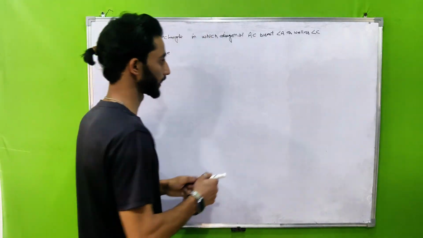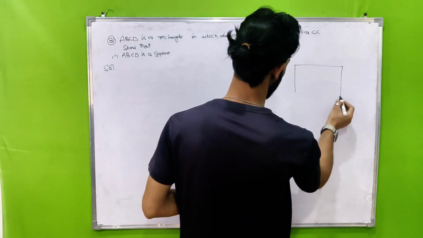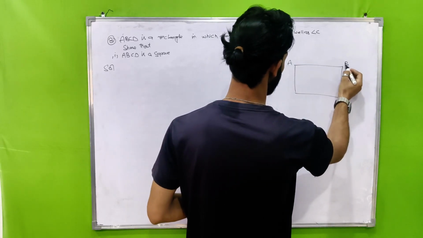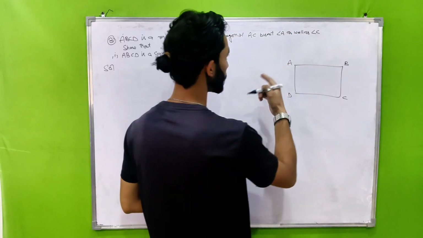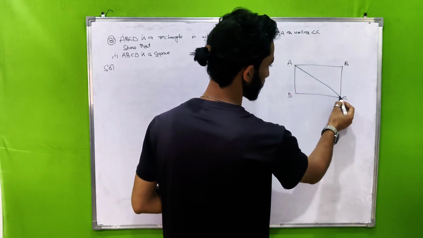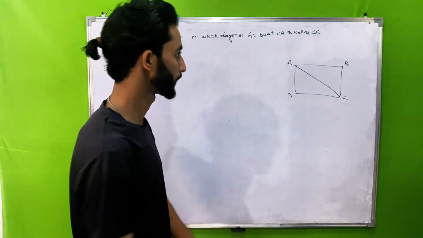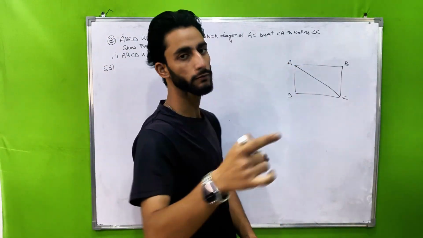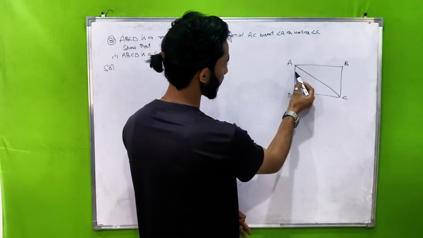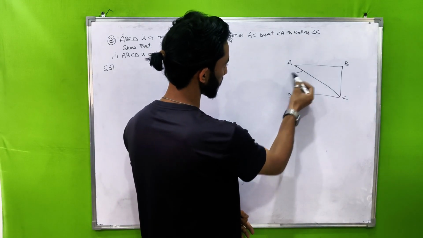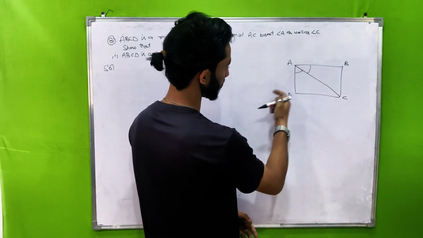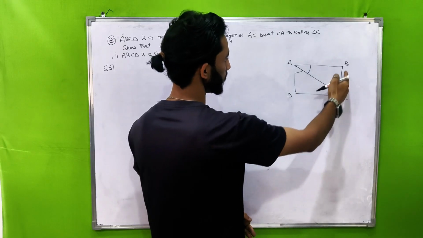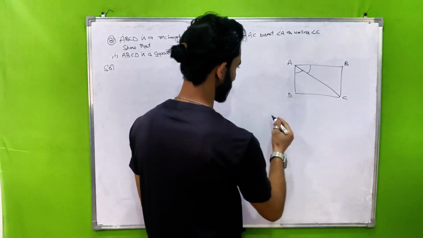Let's construct a rectangle ABCD. This is our rectangle ABCD. And we are given that this diagonal AC bisects angle A as well as angle C, implies the angle A gets divided into two equal parts. Implies this angle is equivalent to this angle. DAC angle will be equal to angle BAC.